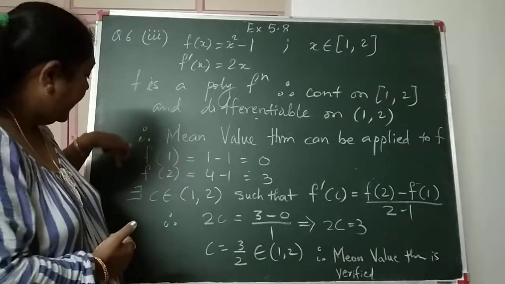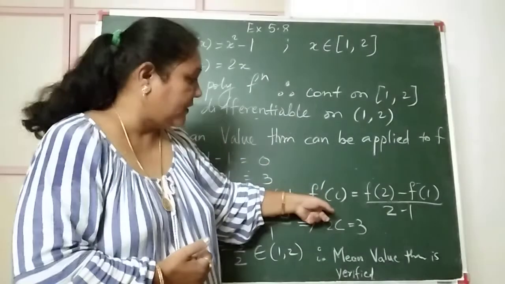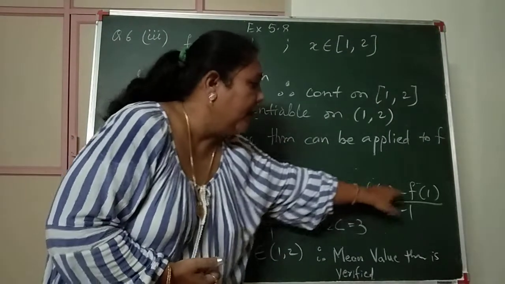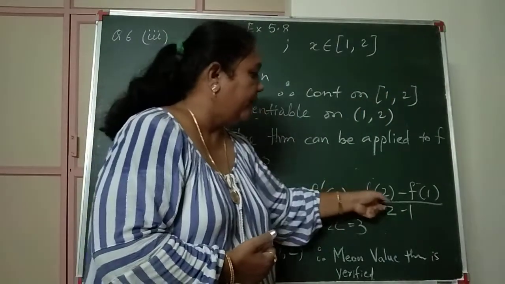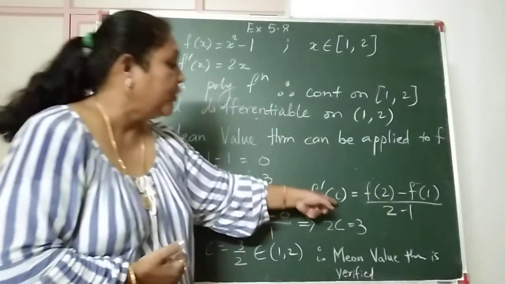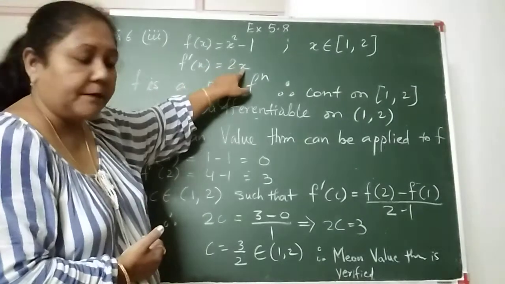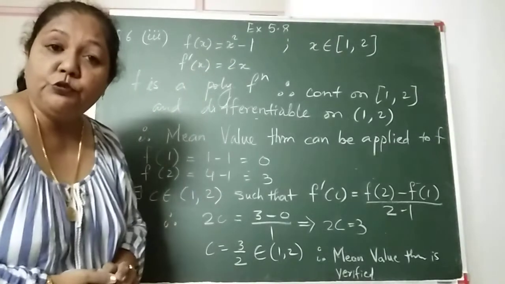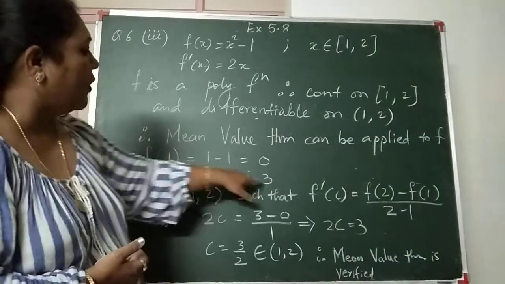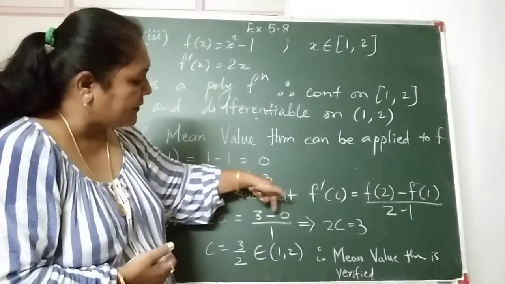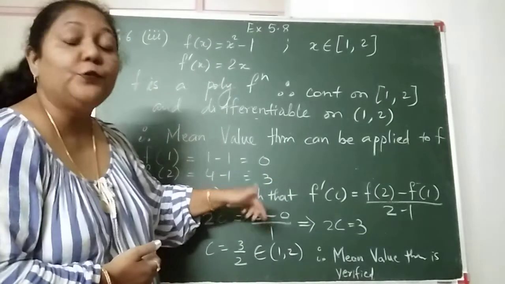Now how will c be? There will exist c belonging to the open interval 1 comma 2 such that f dash of c should be equal to f of b minus f of a upon b minus a. My b was 2 and a was 1. So f of b minus f of a upon b minus a. F dash of c. So my f dash of x was 2x. So instead of x, I put here c. So I have f dash of c will become equal to 2c. So now I have 2c is equal to, I substitute the value, f of 2 was 3 and f of 1 was 0. So 3 minus 0 upon 1, that is 3 upon 1, that is 3. So 2c is equal to 3, that is c becomes equal to 3 upon 2.